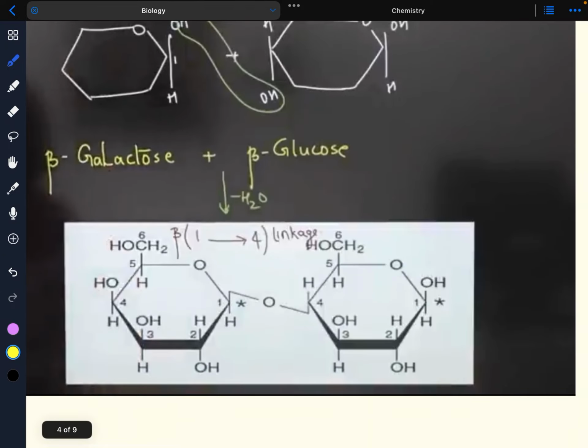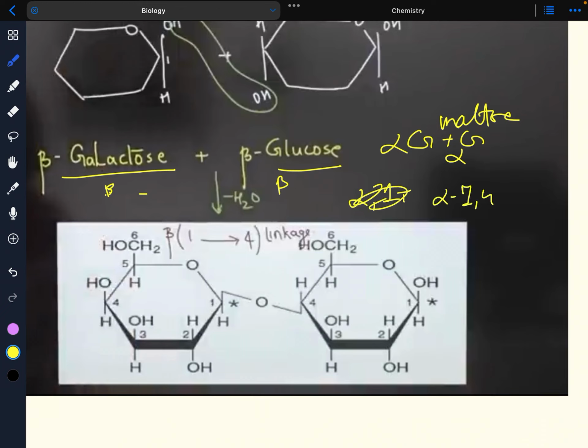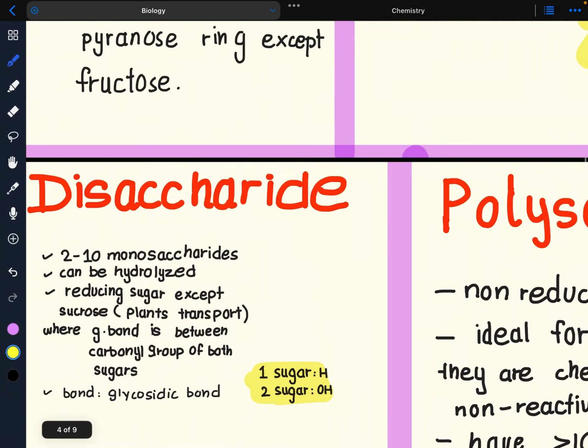Then we have lactose, and lactose is formed by galactose and glucose. Maltose is also formed by glucose plus glucose, but maltose has alpha glucose, but lactose has beta glucose. So the bond formed between glucose and galactose is a glycosidic linkage. So I think we are pretty much done with the disaccharides category.